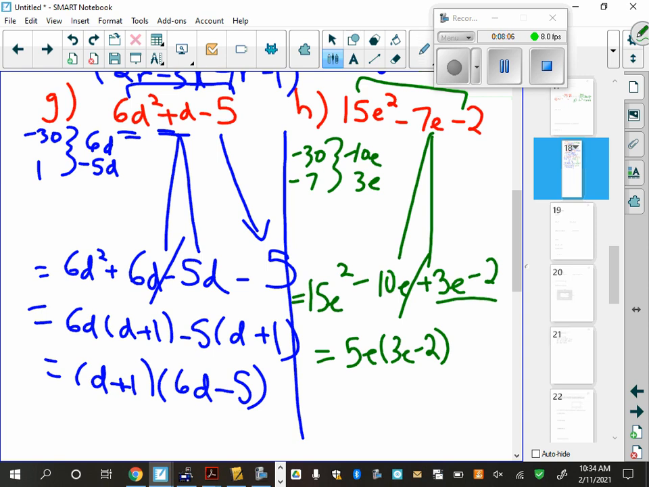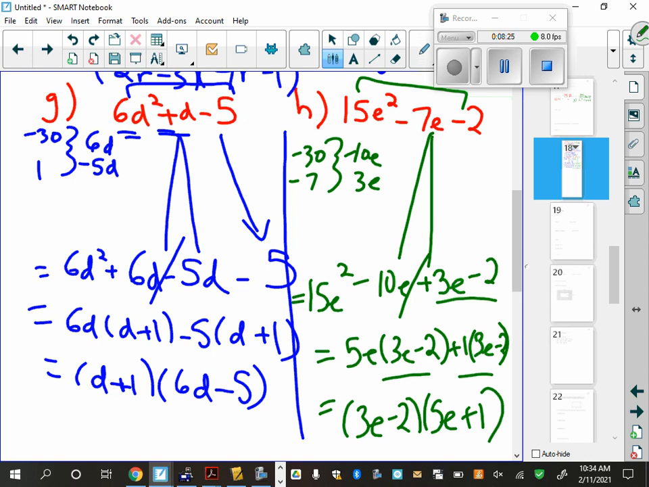And what? We saw that yesterday. What do you have to do? Plus 1. You have to have binomials as the final answer. So don't just put 5e. And if you do put 5e and not 5e plus 1, your check isn't going to work on the FOIL. So you'll check that quickly.